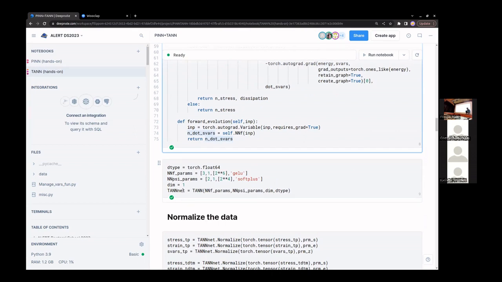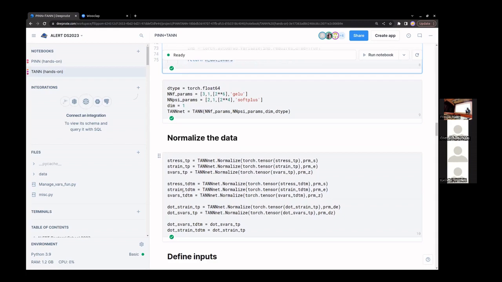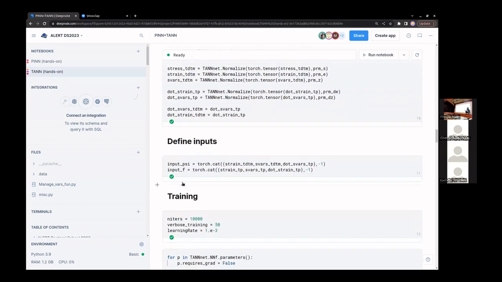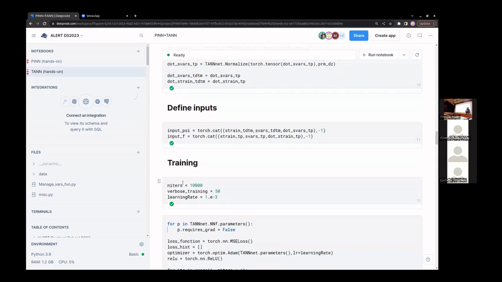And then what we do is just normalize and convert everything to tensor because these were NumPy arrays. It's not a very big deal. We define the input, so we have the two trainings, one for the neural network that represents the energy, and the other for the evolution equation. So we just created two sets of input to do two trainings. We'll do 10,000 epochs, we will print the error every 50 epochs, and we have a learning rate of 10 minus 3.